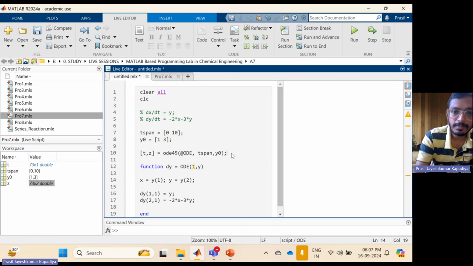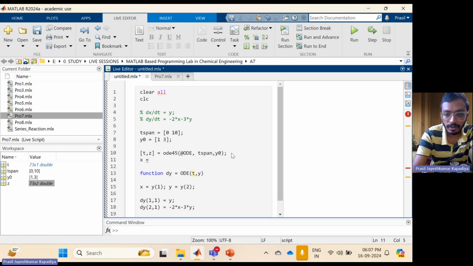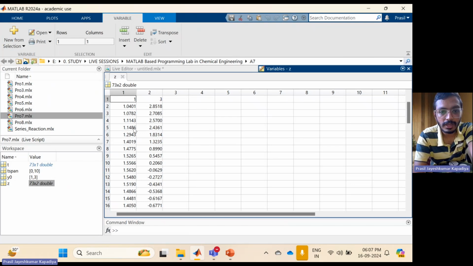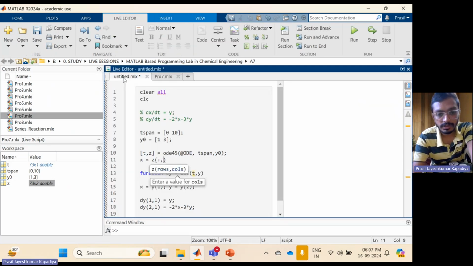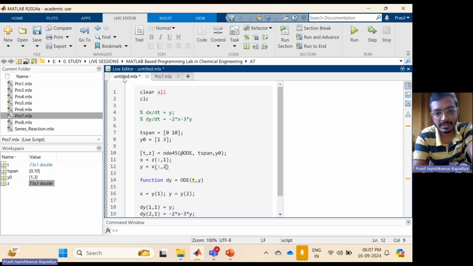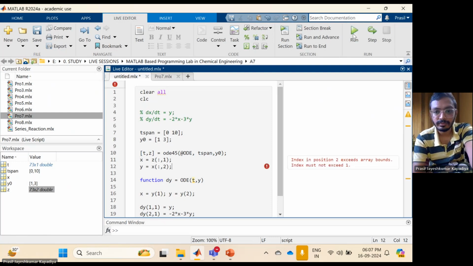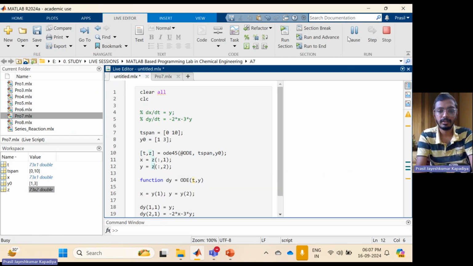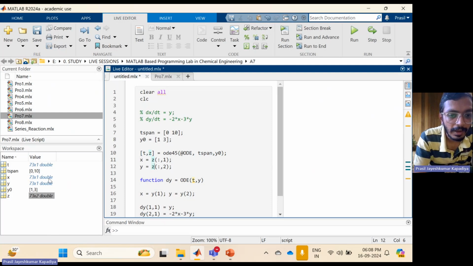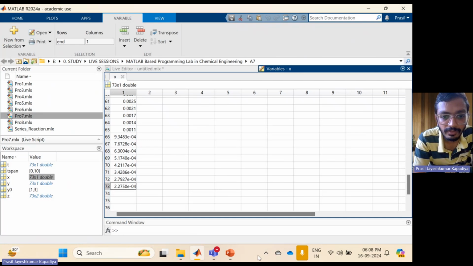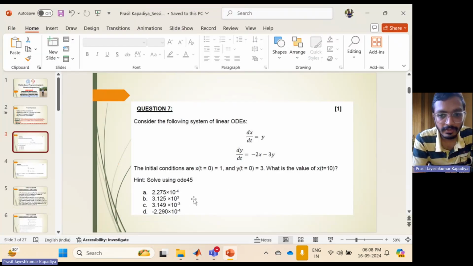To define my solution, I will write x is equal to z of all rows and the first column, and y is equal to z of all rows and the second column. Correct? Now if I run this, you can see that I am having my x, y matrix. The value at the last point is 0.275 into 10 raised to minus 2. So that we are getting.